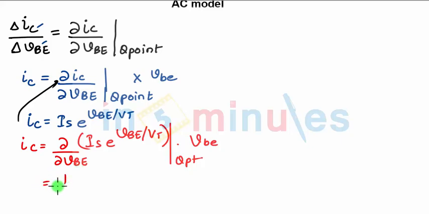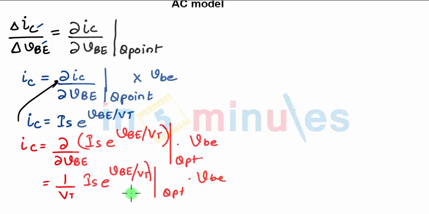So what you will get? 1 upon Vt is e raised to Vbe by Vt at Q point into Vbe. This value is nothing but your collector current ICQ, capital I suffix capital C suffix capital Q.